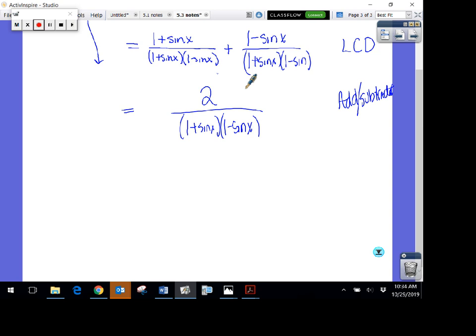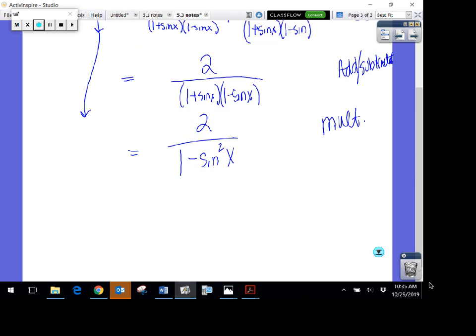All right, now remember, our goal is to get 2 secant squared x. We've got our little arrow coming down here. So this right here, we're going to have to actually multiply that together. So 2 over. Now these are conjugates. The inside and the outside are opposite, so they go away. So we don't have to worry about the inside and the outside. 1 times 1 is 1 minus sine squared x. What did I do? I multiply. Distribute. Multiply or distribute is what I would say right there.